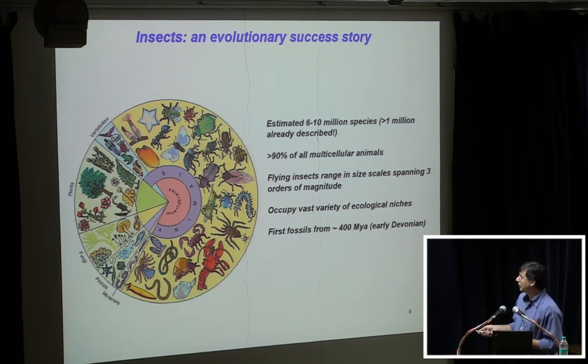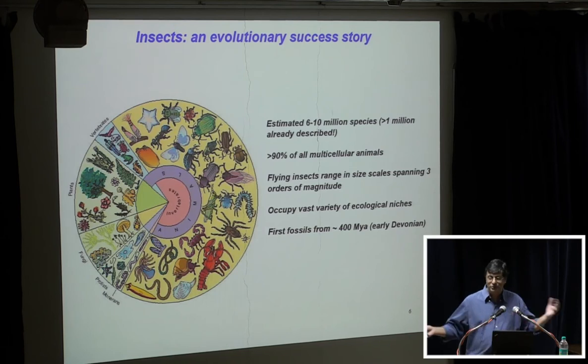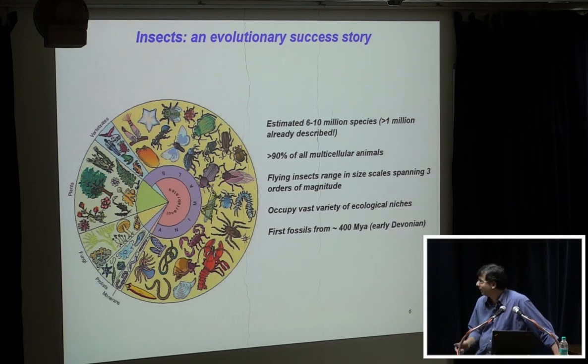Flying insects range in size across three orders of magnitude. This is a topic of discussion today. Think about it. It's absolutely spectacular. We are roughly a meter in size. We're thinking of something that would range from our size to that of a kilometer, on the order of. That's the kind of size range we're talking about. They occupy a vast variety of ecological niches. You'll find them in Antarctica, on the tops of the Himalayas, in water, all sorts of places. And they have been around for at least 400 million years.